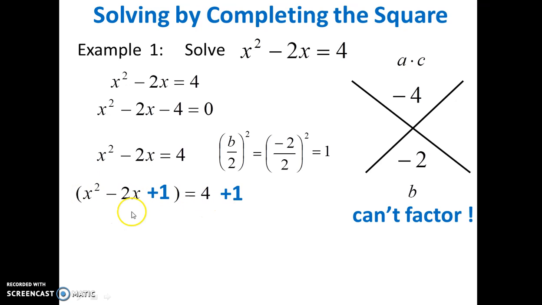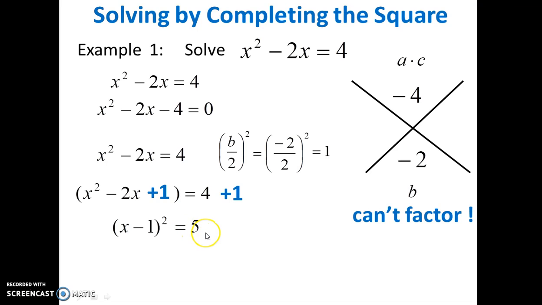This is now a perfect square trinomial, which factors into x minus 1 right here. And on this side, we have 5. Now this is solvable, all right? This was not really solvable. This was not solvable, but now that we rearrange it like this, we can solve it.